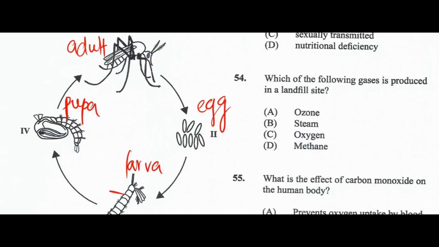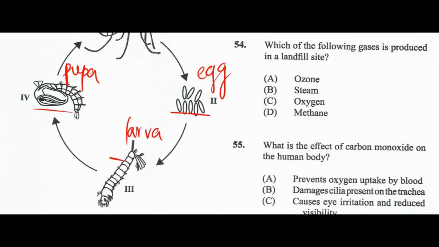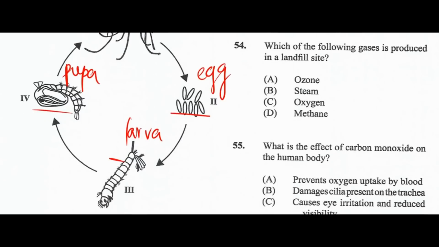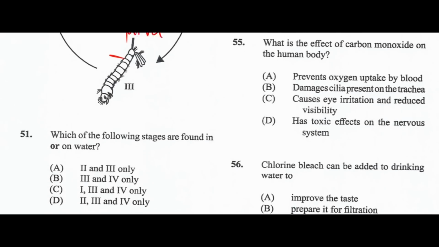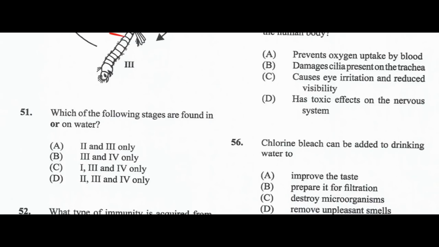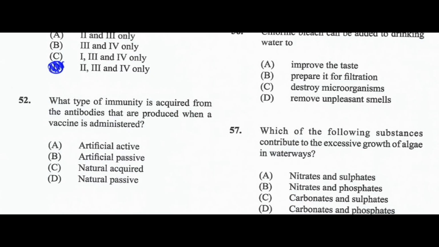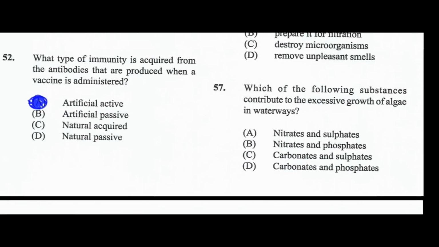Larva, water. Pupa, I believe water as well, and I would go with eggs as well. So let's see. Most of the life cycle is spent in water. Once they become an adult, they fly and become pests, sucking your blood and things. So 2, 3, and 4. The answer for this is D. What type of immunity is acquired from antibodies that are produced when a vaccine is administered? So this is definitely artificial active, so just look for that. I think I have a table that I never forgot.